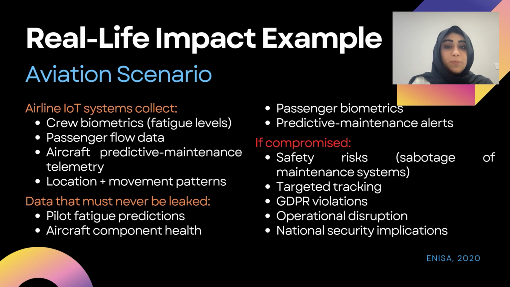If this data is compromised, the impact is severe. Attackers could manipulate predictive maintenance information and create safety risks, track the movements of crew or high profile passengers, or cause major operational disruption. There are also strong privacy implications, such as violations of GDPR when biometric data is exposed. Because aviation is classified as critical infrastructure, any breach also has national security consequences.